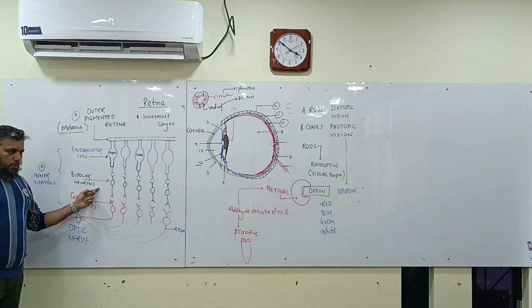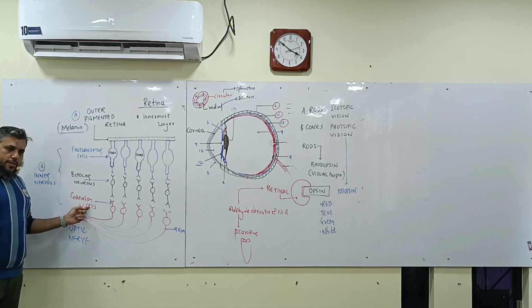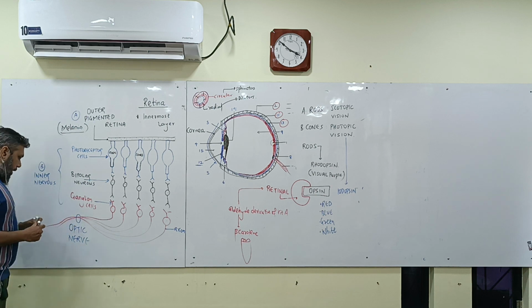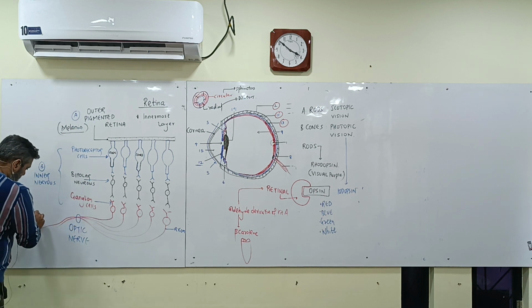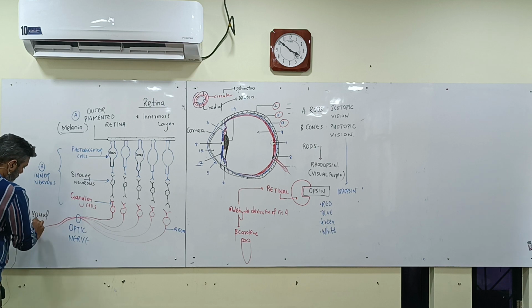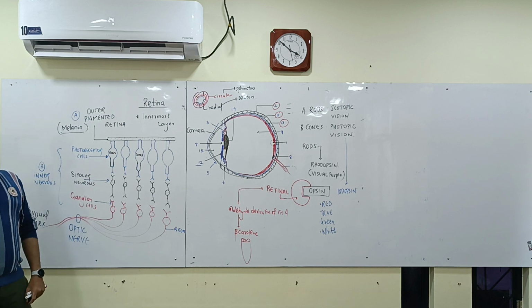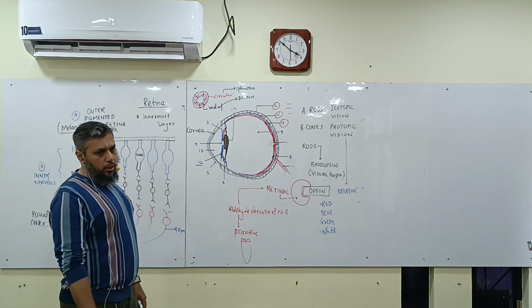Bipolar neurons will synapse with ganglion cells, and the axons of the ganglion cells will come together to form the optic nerve, and this optic nerve will finally travel to your visual cortex. The visual cortex, the occipital lobe, is the vision area. आया सवाल तो सबको यहाँ.